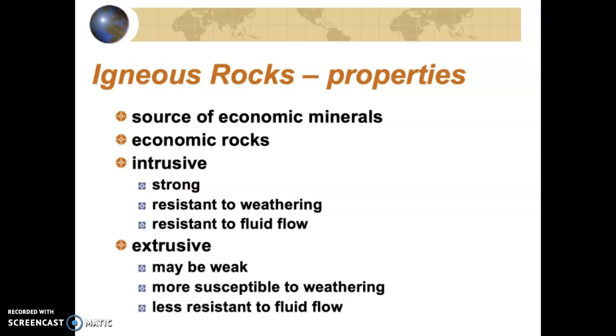The extrusive igneous rocks are the opposite. They tend to be weaker, although they are pretty strong in most cases because of the interlocking crystals. However, when they form at the surface and you can get bubbles and other things going on, they can be much more susceptible to weathering. Fluid can flow through them more easily, and they tend to be less strong. The next set of slides will talk about the sedimentary and the metamorphic rocks.